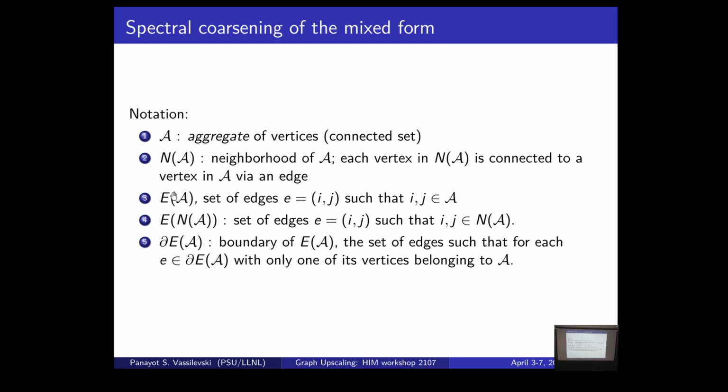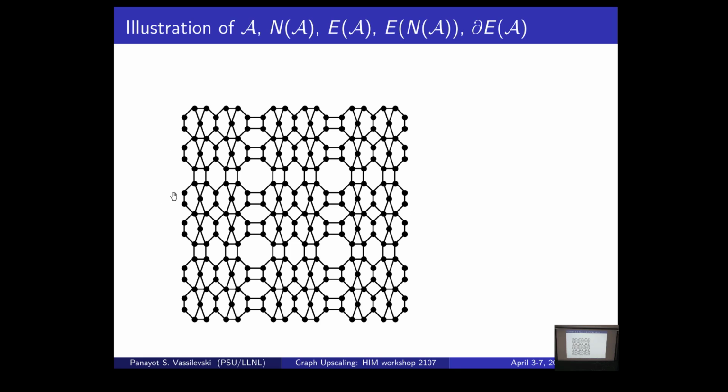All right, so we'll have to define several subsets. The neighborhood: any vertex that is connected to the vertices in an aggregate. These are the edges where all the vertices are in the same aggregate. And this is the set of edges that, the same thing but applied to the neighborhood. And we can naturally define a boundary of this one. I'll illustrate this with a picture.